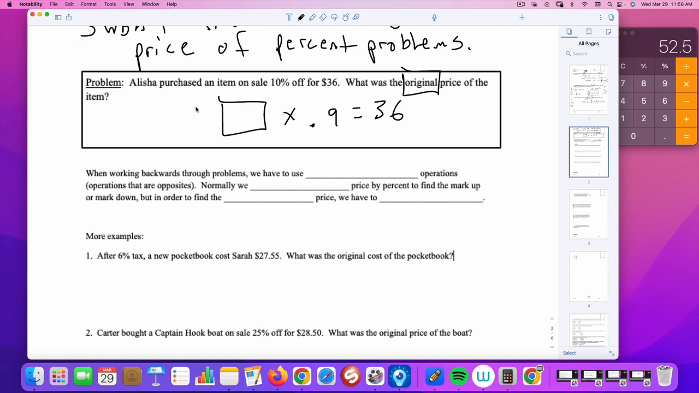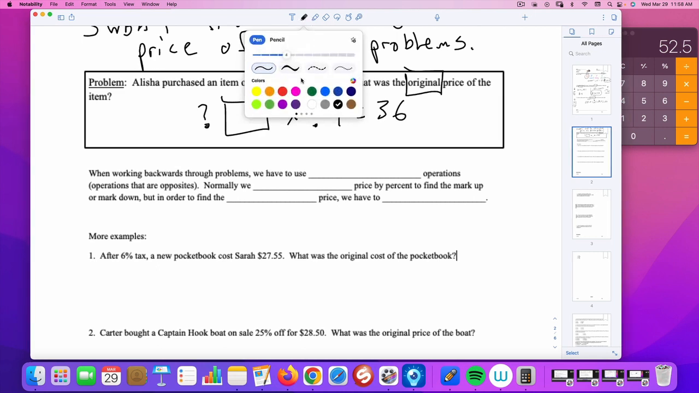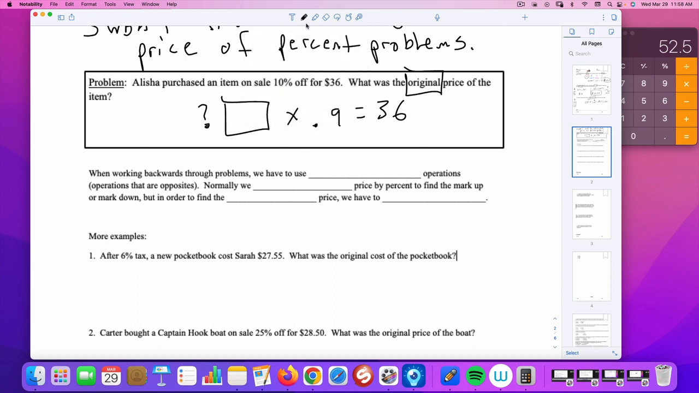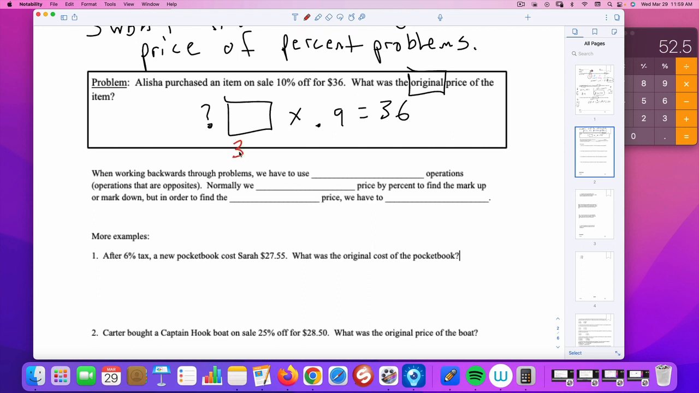I don't know this thing. To go backwards, here's what we're going to do instead. To the side or underneath it, instead of multiplying, you're going to divide. Take 36, and underneath it, we're going to divide it by the markdown 0.9. If you're looking for the original, you're going to work backwards. The opposite of multiplying is dividing.